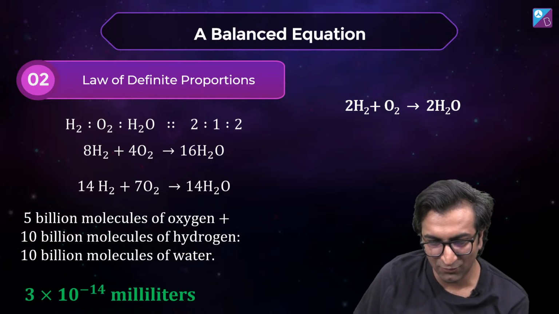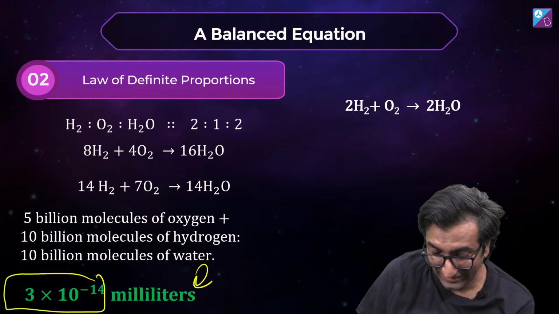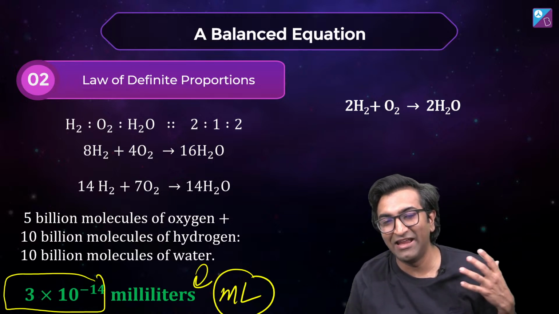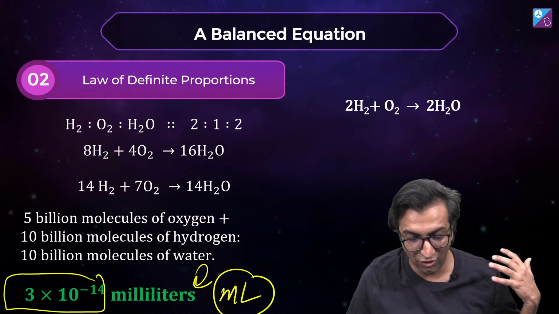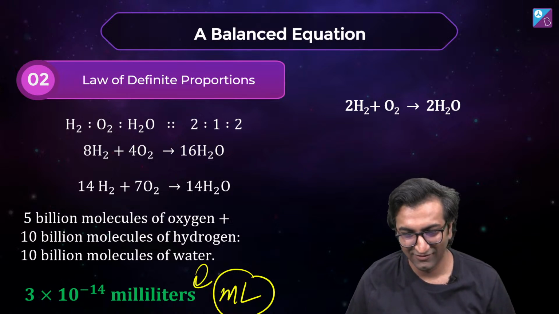It is a ridiculously small number. It's not a glass. Look at this. It is 3 into 10 power minus 14 milliliters. You can't even see it with any microscope, I don't know what microscope you would need to see this, right? 10 power minus 14 milliliters.